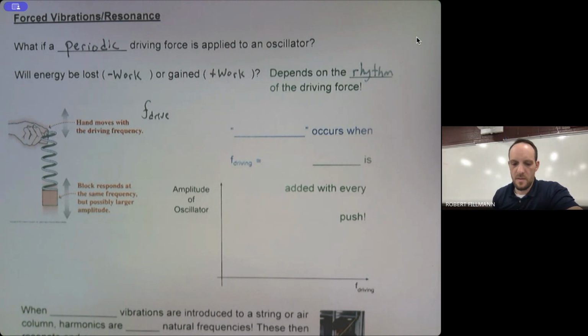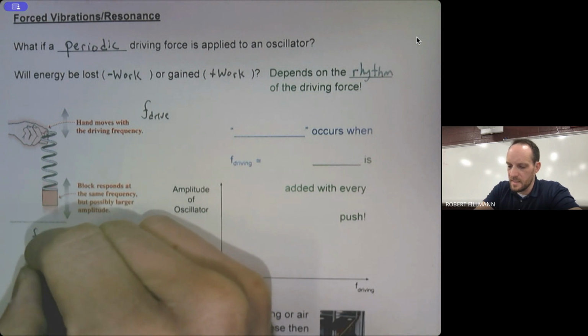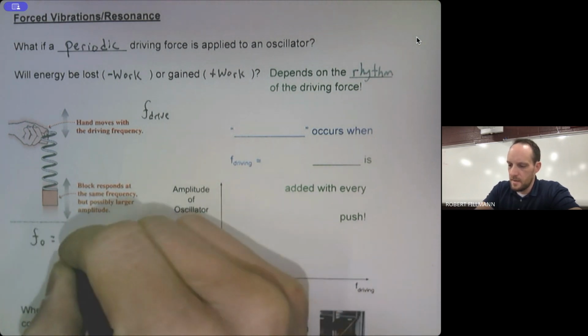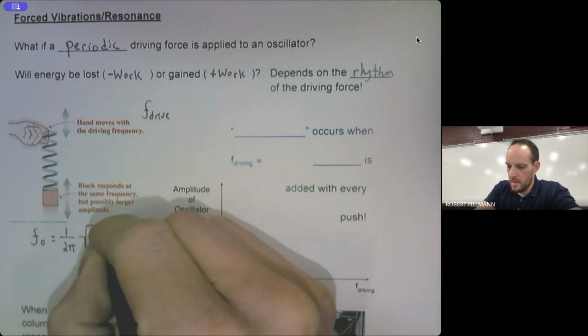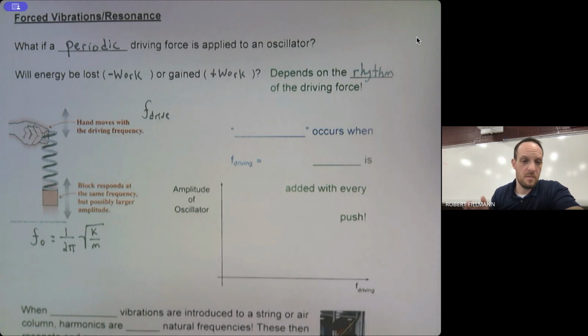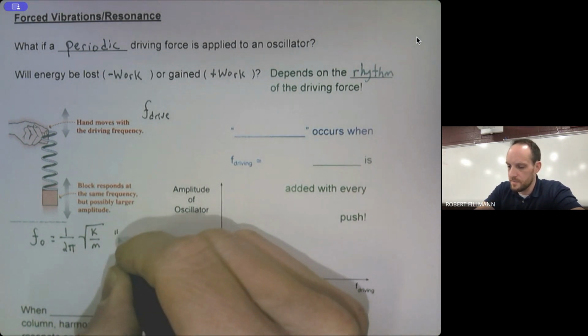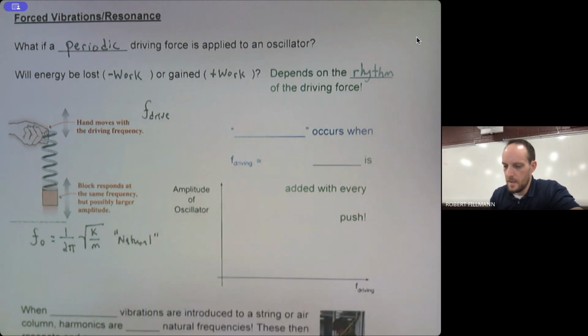But is it the way that the block wants to oscillate? Remember that the block has a natural frequency. And for a spring mass system, and again, this is on the IB data sheet, previous topic, it's 1 over 2 pi root k over m. So it depends on the stiffness of the spring and the mass of the system. This is its natural frequency, the way that it would like to oscillate.